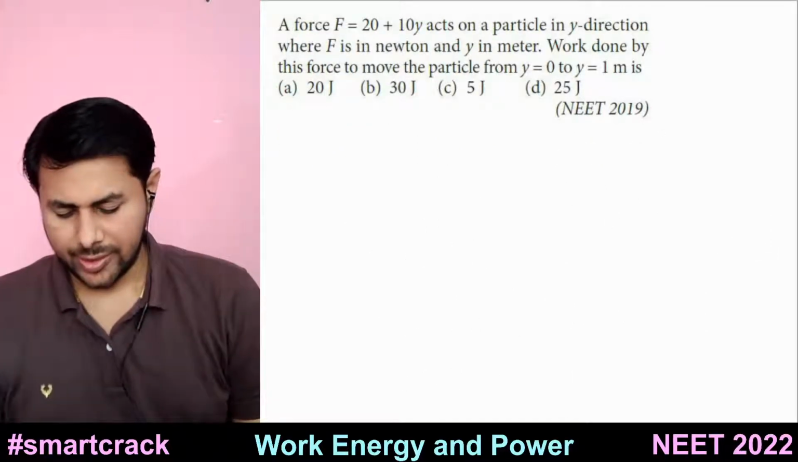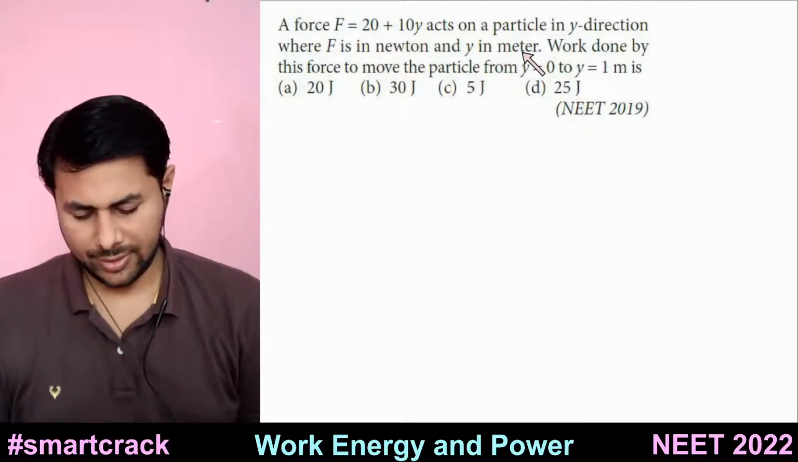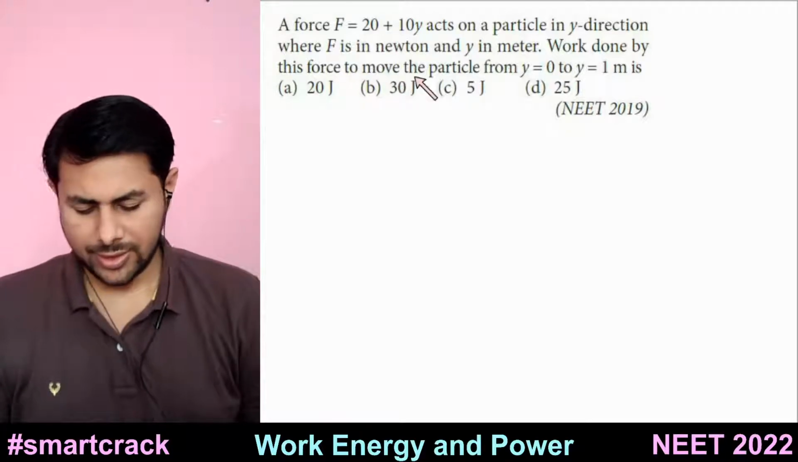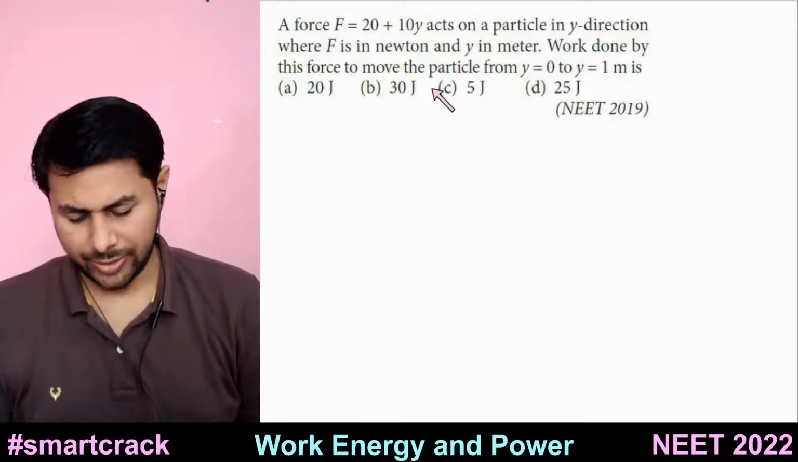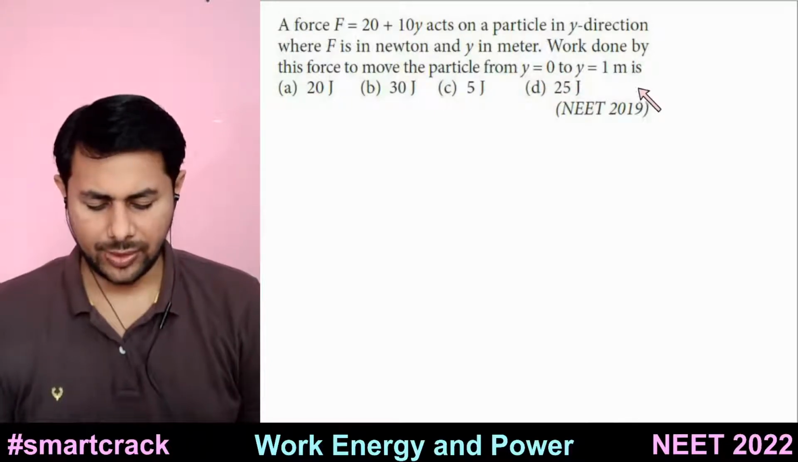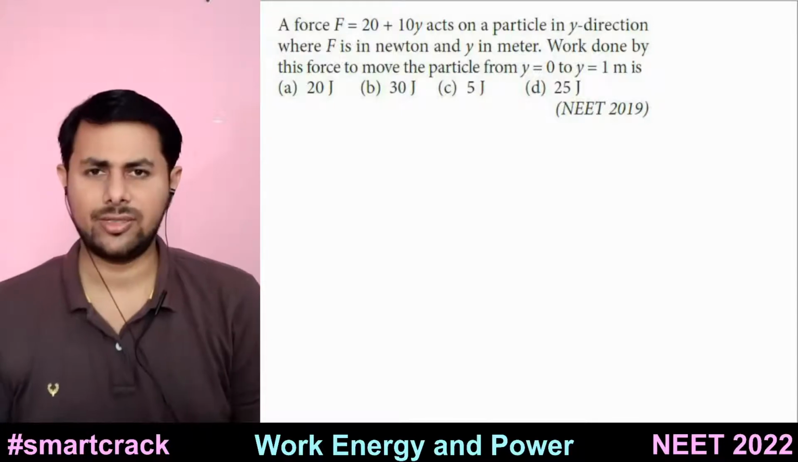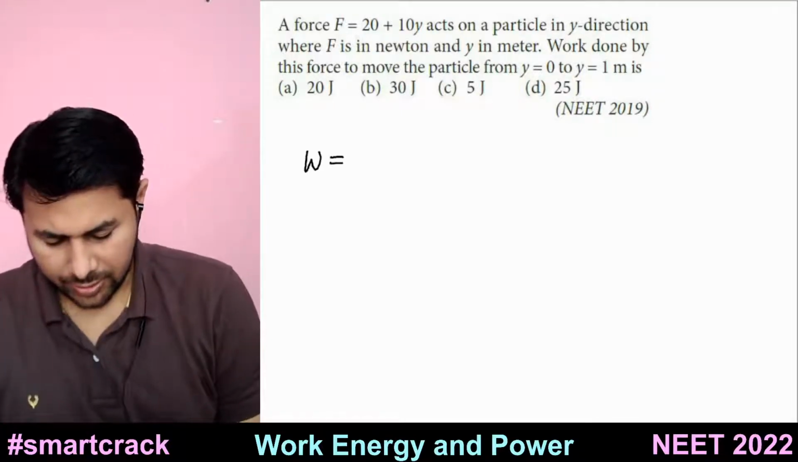So the next problem: force F equals 20 plus 10y acts on a particle in the y direction, where force is in Newton and y is in meter. The work done by this force to move the particle from y equals 0 to y equals 1 meter is. So this is simple. This is a one dimensional problem. So work done equals what?